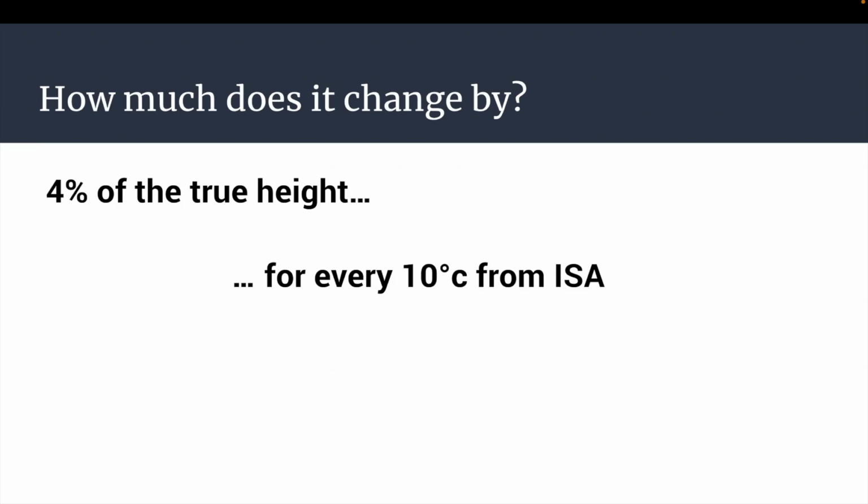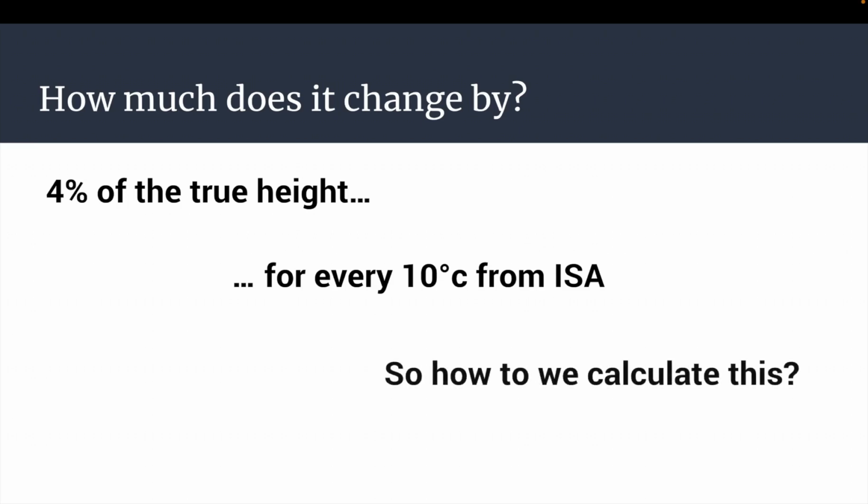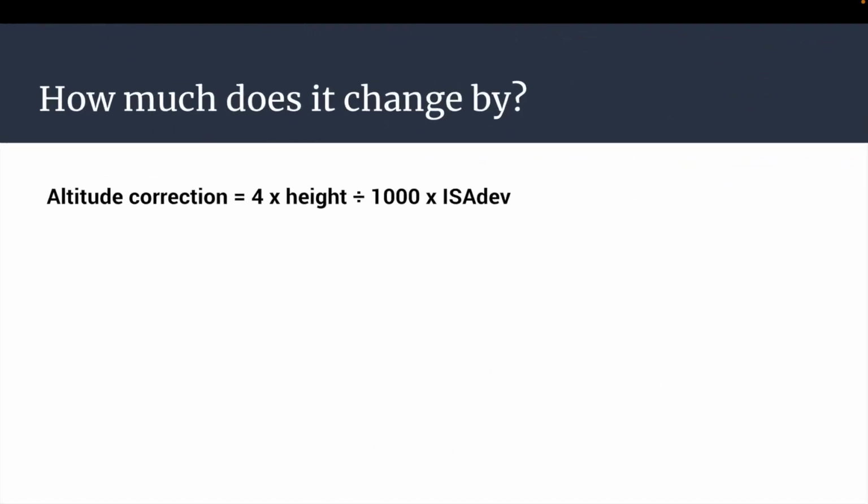And so, again, great, but how do we calculate this? And so there's a formula for you. Here it is. That's that sentence in a formula. Altitude correction is equal to 4 times the height divided by 1,000 times the ISA deviation.